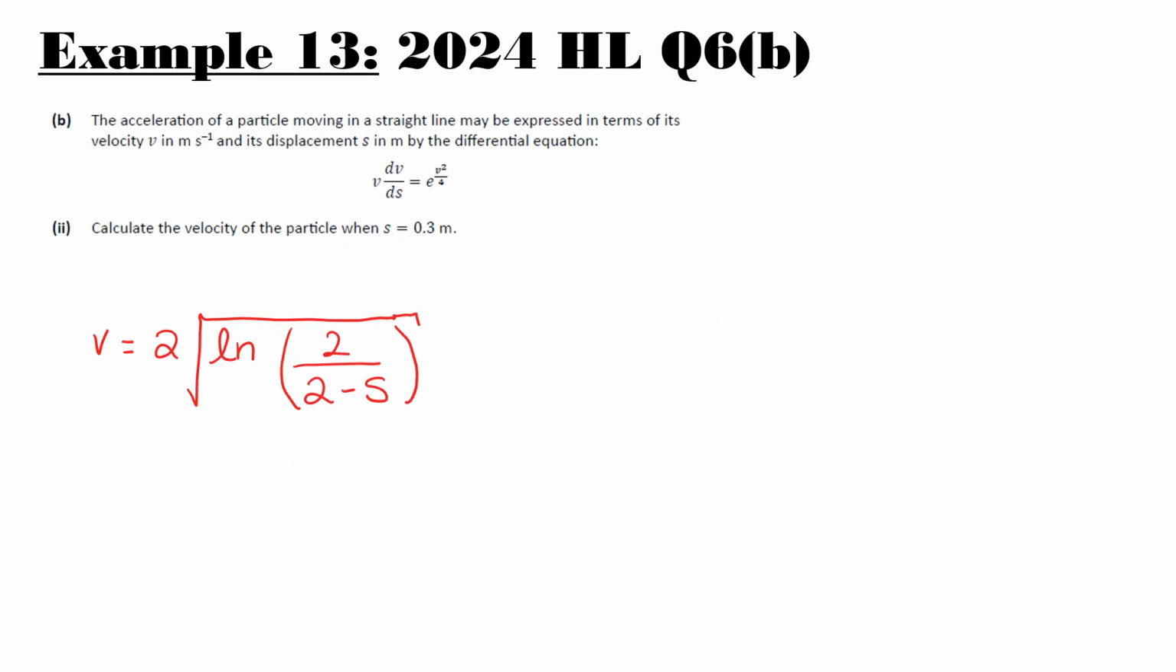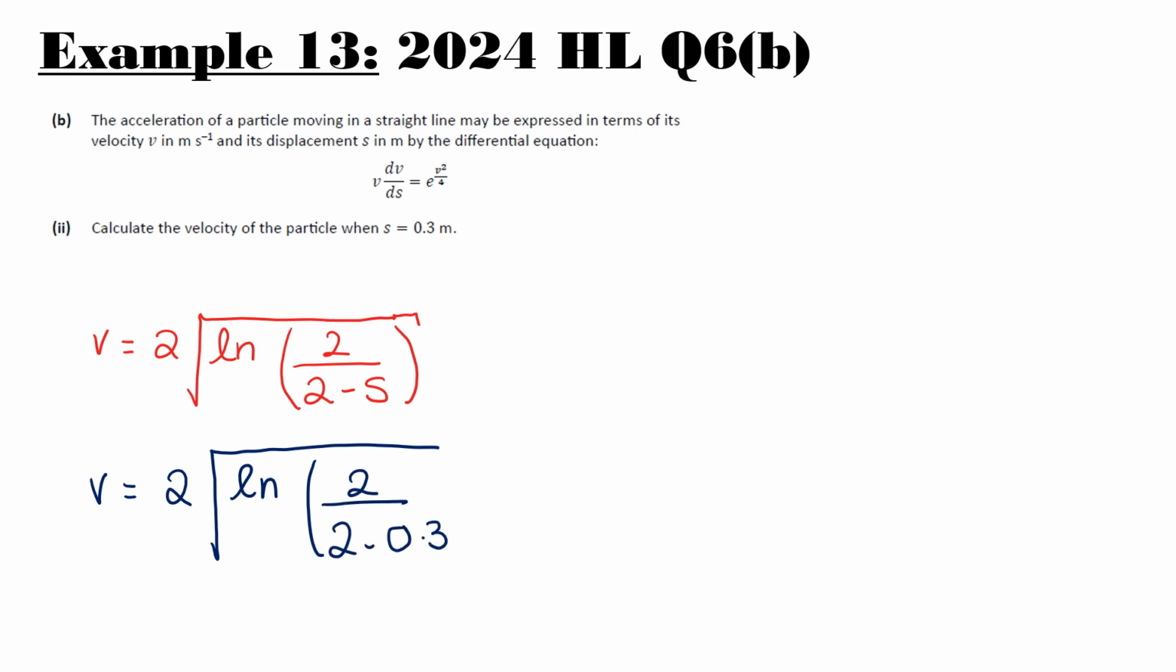So part 2 says calculate the velocity of the particle when s is equal to 0.3 meters. So our answer for part 1 we have here in red, and we can plug our s straight in and then go to our calculator. So we don't need to go and find an earlier line in our previous calculation. We can use our answer. It's going to be very, very straightforward. We get 2 over 2 minus 0.3. Put that into our calculator and correct to 2 decimal places, we get 0.81 meters per second.